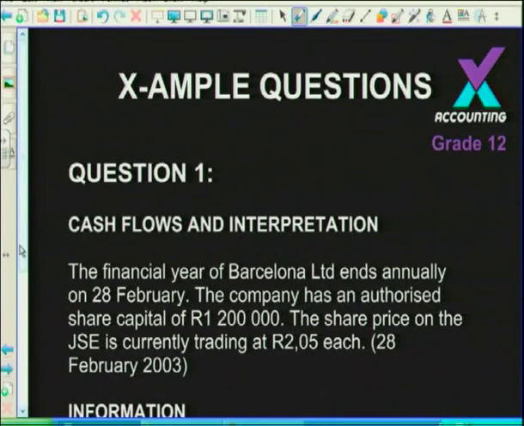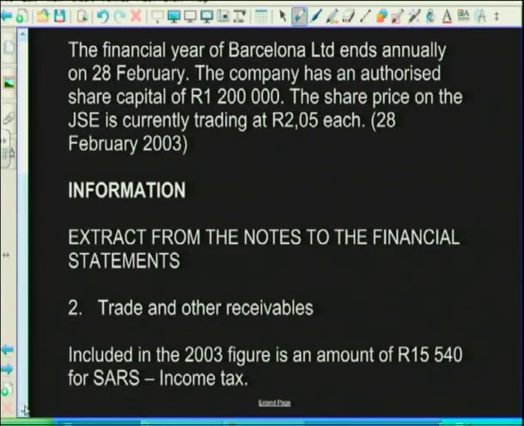Right, as we go on to the rest of the notes, we've got note number 2, trade and other receivables. Included in the 2003 figure is an amount of 15,540 Rand for SARS income tax. Now remember guys, this information again is important. We're going to come back to that information.